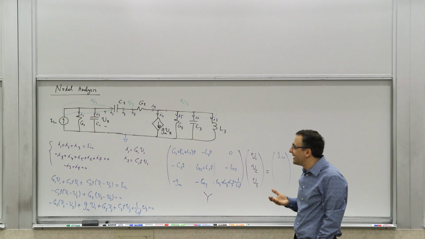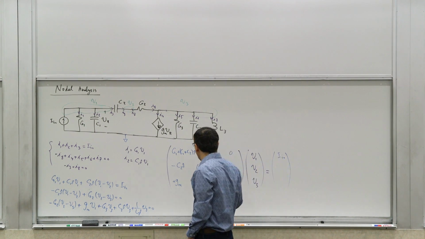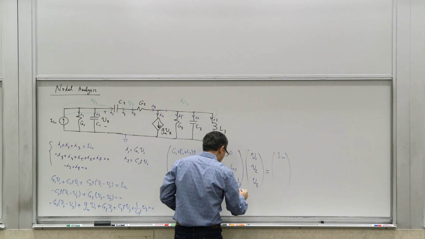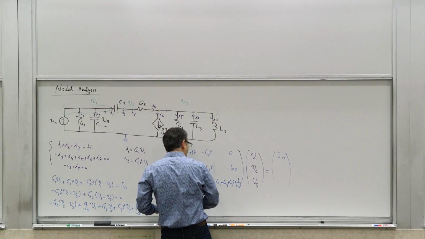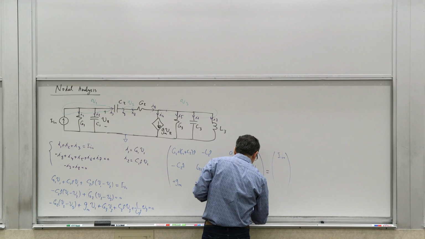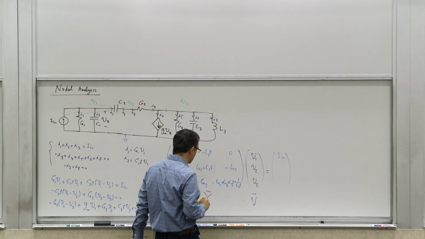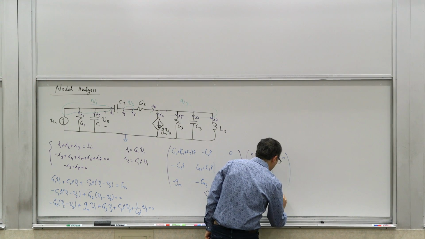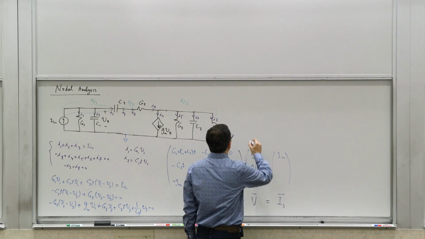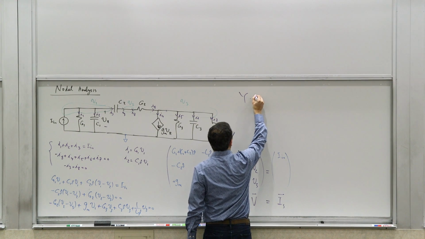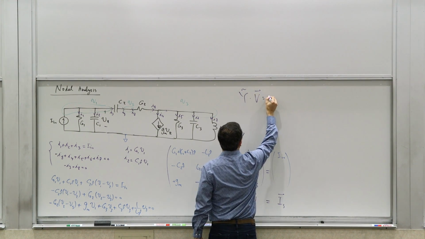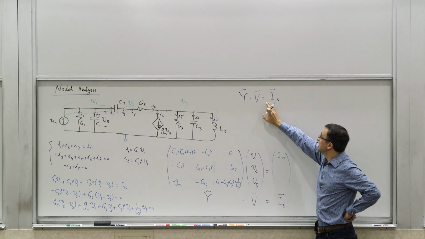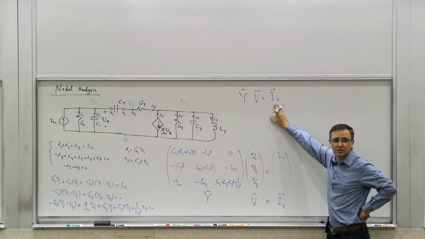The key to it is, if you want to solve this, how do you solve this? Basically, this is the Y matrix, and this is what we call the voltage vector. This is a matrix; I'm putting a tilde on top of it to emphasize that. And this is the vector of stimuli, IS. So the compact form of this expression is something like this. These are the unknowns, and these are the stimuli.